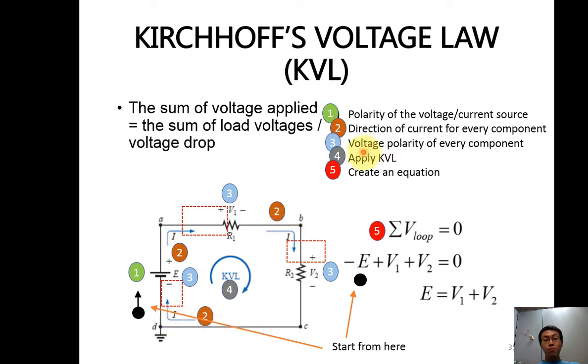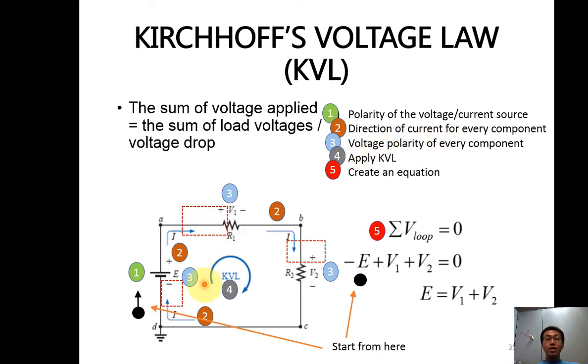Third is my voltage polarity of every component. So how to determine the voltage polarity? We need to see where my current flows. So my current flows into the resistor. So this is the positive terminal, and then the other side will be negative. Again, this is flowing through into the source. So we cannot determine the polarity because it is a source.